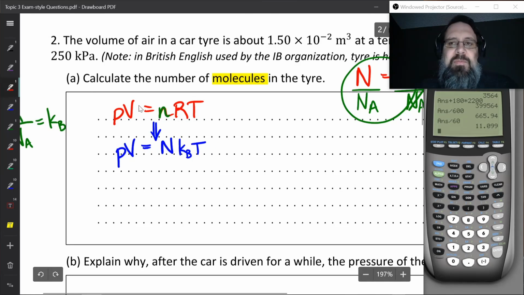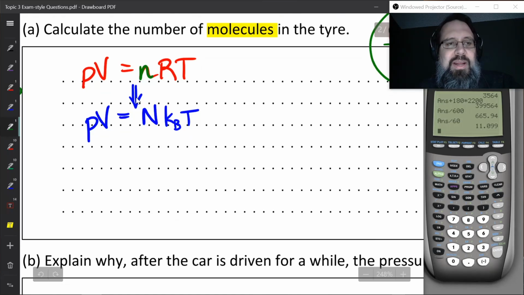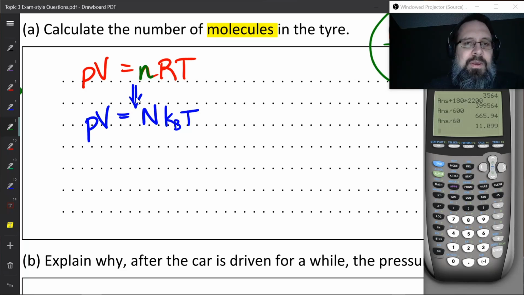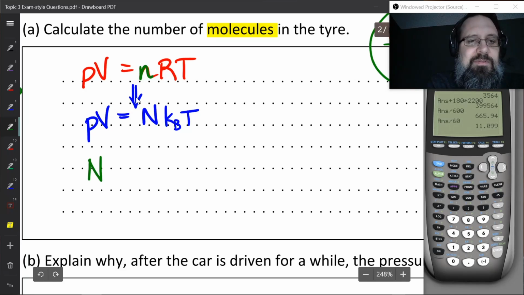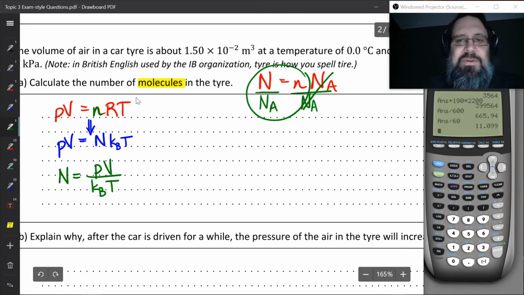Well, because it asked for number of molecules. I guess I could have found the number of moles and then converted it over into molecules as an alternative solution, but I decided to do it this way. Okay, so now I just need to solve for the number of molecules. So the number of molecules is going to be the pressure times the volume divided by Boltzmann's constant times the temperature. And then we just have to plug those numbers in.